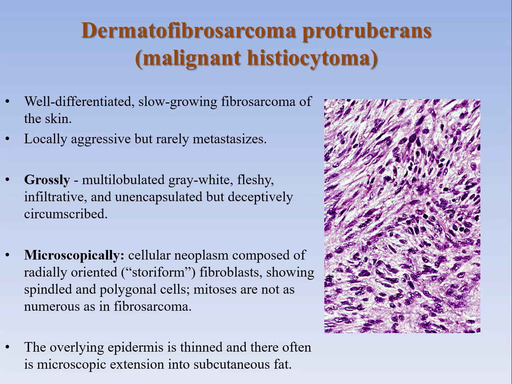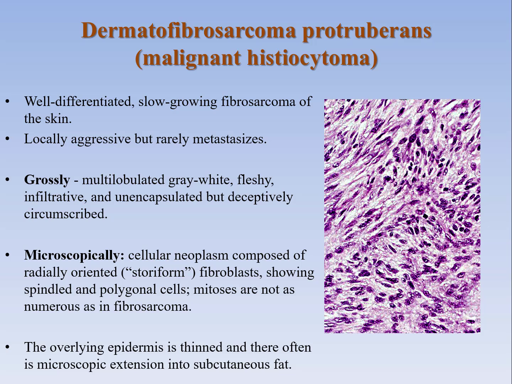Dermatofibrosarcoma protuberans, or malignant histiocytoma. It's a well-differentiated, slow-growing fibrosarcoma of the skin. Locally aggressive, but rarely metastasizing. Grossly, it looks like a multilobulated, grayish-whitish, fleshy nodule, which can have infiltrative growth, and this tumor is non-encapsulated, but may be well circumscribed.